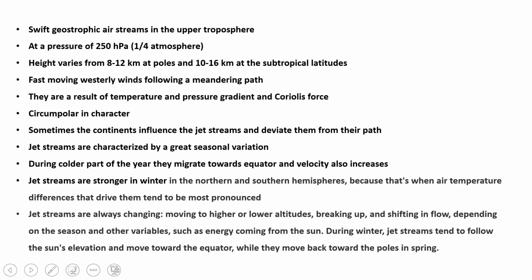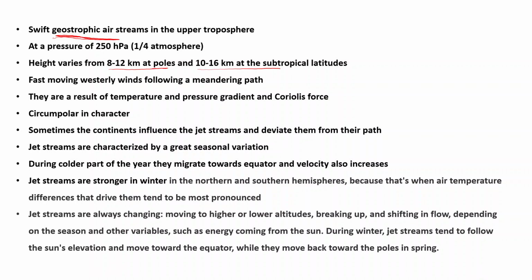So jet streams are swift geostrophic air streams in the upper troposphere. Basically, these are the geostrophic currents which run in the upper troposphere. The pressure at which the jet streams function is 250 hectopascal, that is one fourth of one atmosphere. The height of jet streams varies from 8 to 12 kilometers at the poles and 10 to 16 kilometers at subtropical latitudes.